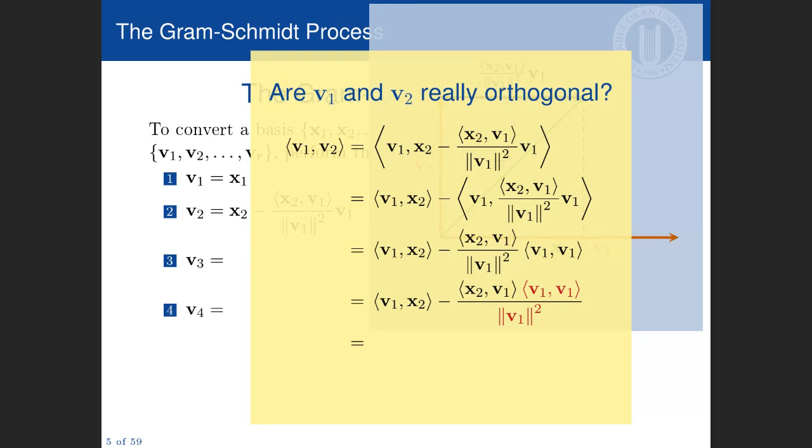So that's inner product of V1 and X2 minus this number, inner product of X2 and V1 divided by norm of V1 squared, multiplied by inner product of V1 and V1. But the inner product of V1 and V1 is just the norm of V1 squared. These two terms in red are going to cancel out, and we're left with inner product of V1 and X2 minus inner product of X2 and V1, which is equal to 0. So the answer is yes. If we define V2 like this, then V1 and V2 are orthogonal vectors.